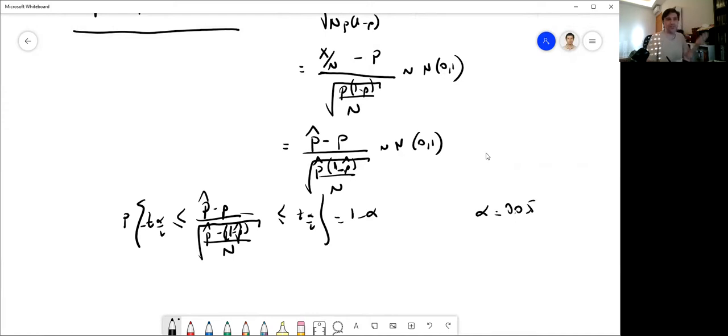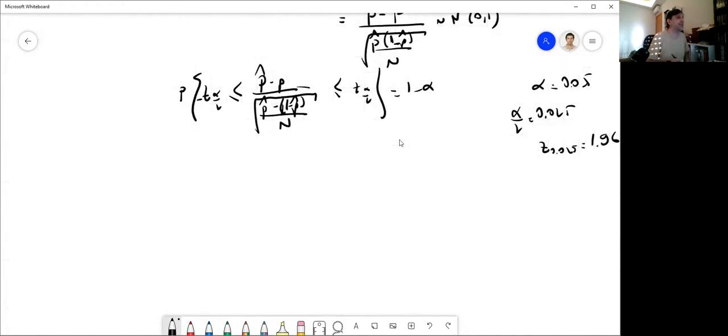Let's do the same thing, which is going to correspond to a 95% confidence interval. Alpha over 2 is going to be 0.025. That is very close to 2, which is going to be 1.96. So now let's finish the whole thing.